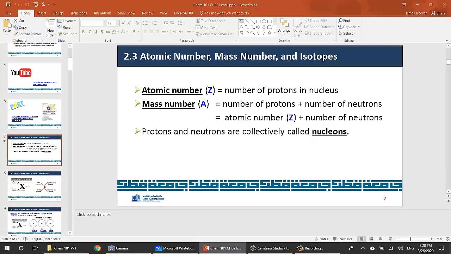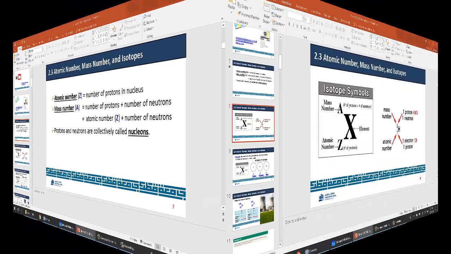Okay, so we start with atomic number, mass number, and isotopes. Everybody knows that an atom is composed of protons, neutrons, and electrons. We define the atomic number, which is Z, to be the number of protons in the nucleus. And the mass number A is the number of protons plus the number of neutrons. So in this case, A would be equal to Z plus the number of neutrons. Protons and neutrons are actually called nucleons because they are inside the nucleus.